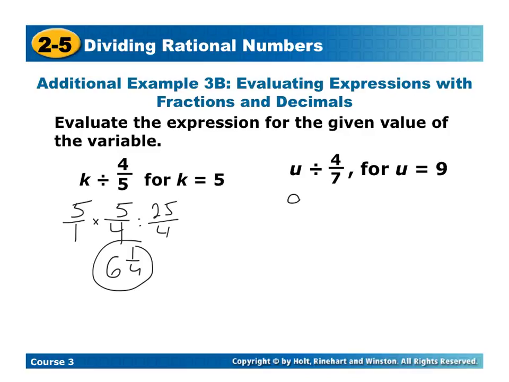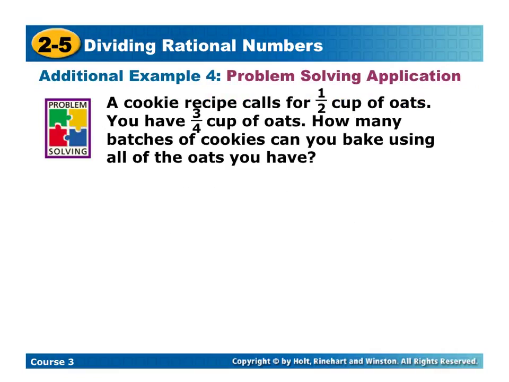Here we have 9 divided by 4/7, so it would be 9/1 times 7/4. 9 times 7 is 63. 1 times 4 is 4. 4 can go into 63 15 times with 3 left over.